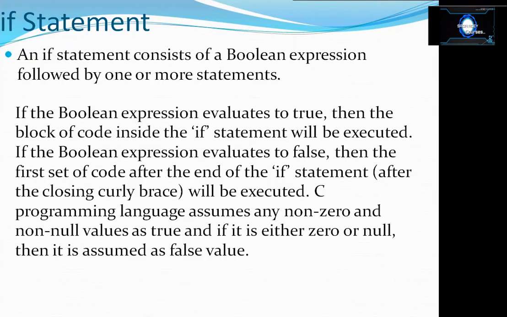So now going to the if statement. An if statement consists of a Boolean expression followed by one or more statements. If the Boolean expression evaluates to true, then the block of code inside the if statement will be executed. If the Boolean expression evaluates to false, then the first set of code after the end of the if statement, means after the closing curly brace, will be executed. C programming language assumes any non-zero and non-null values as true, and if it is either 0 or null, then it is assumed as a false value.